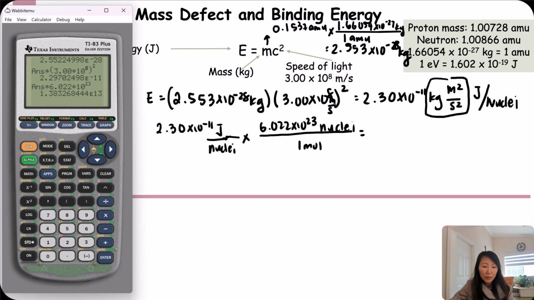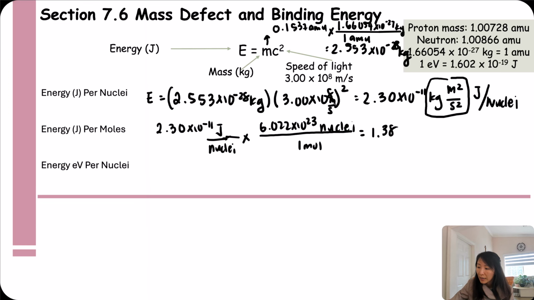And I would get 1.38 times 10 to the 13, I believe, joules per mole, since nuclei cancel out. Great, so that's a significant amount of energy that was released as it's going through this formation from individual protons and neutrons coming together to form a fluorine nucleus.